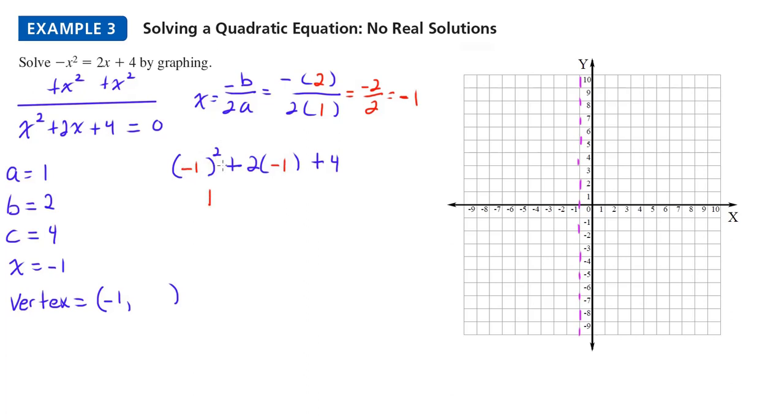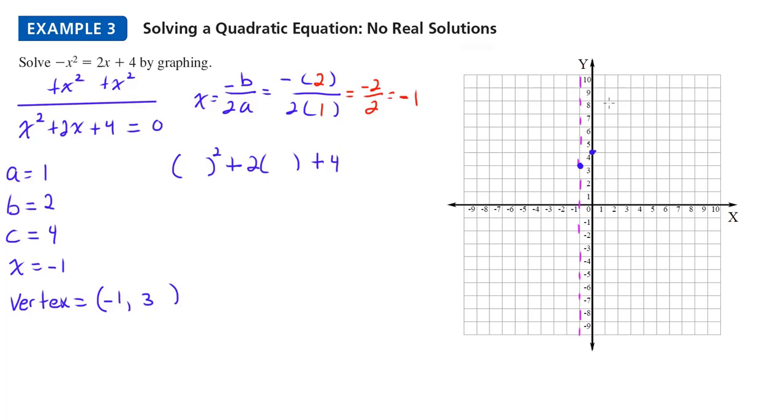-1 squared is 1. 2 times -1 is -2 plus 4. 1 minus 2 is -1. And -1 plus 4 is 3. So our vertex is the point -1, 3. And that is right here. Now we also know that our y-intercept is 4 because c equals 4. So we could place that point right here.